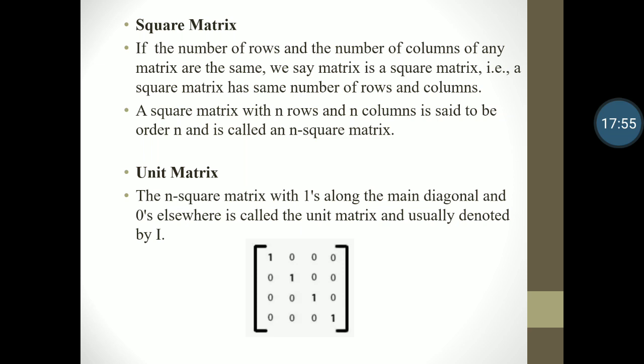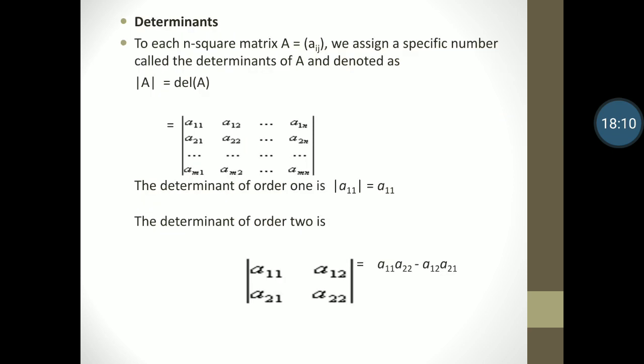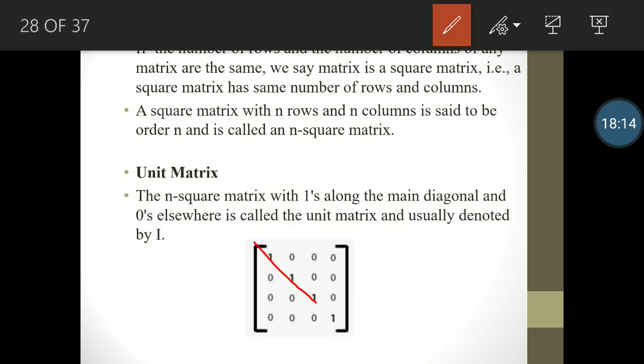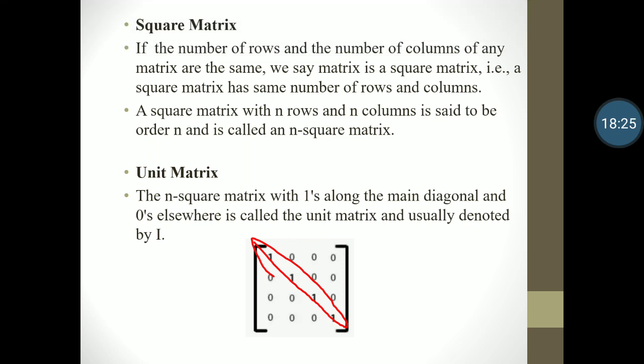Next thing is the unit matrix. An n square matrix with ones along the main diagonal and zeros elsewhere is called the unit matrix. This is the diagonal. This will be known as the diagonal. So our main diagonal's values will be 1 and other values will be 0. So this type of matrix will be known as our unit matrix.